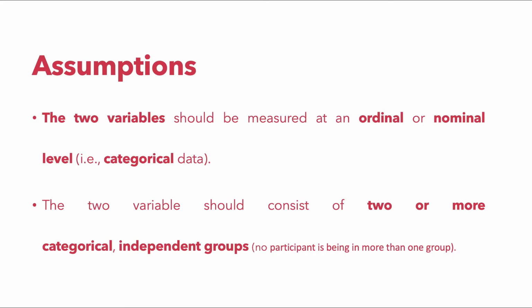When you choose to analyze your data using a chi-square test, you need to make sure that the two variables being considered should be measured at an ordinal or nominal level. That is, your data should be categorical in nature. The two variables should consist of two or more categories or categorical independent groups. Independent means no participant in any of the groups is in more than one group.